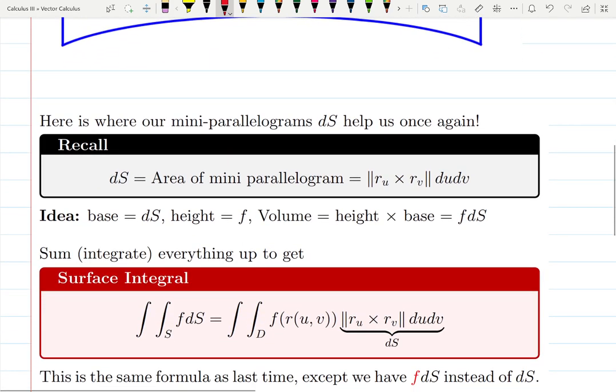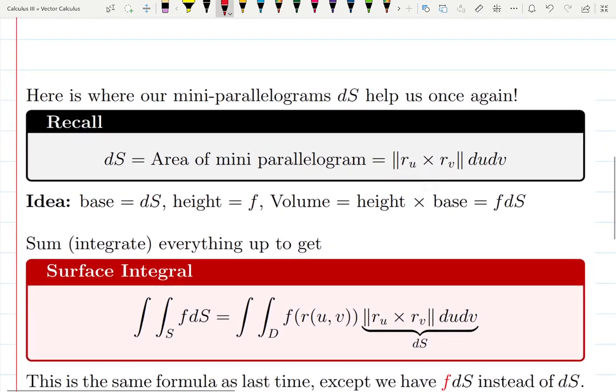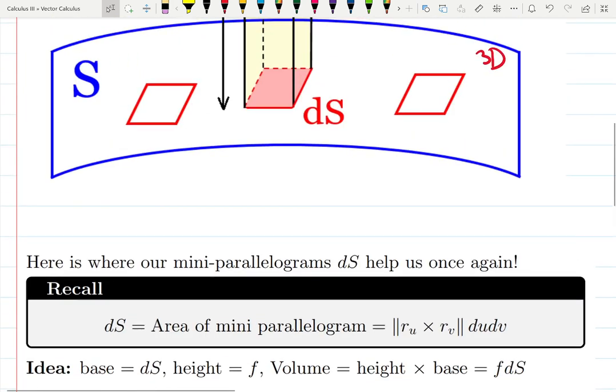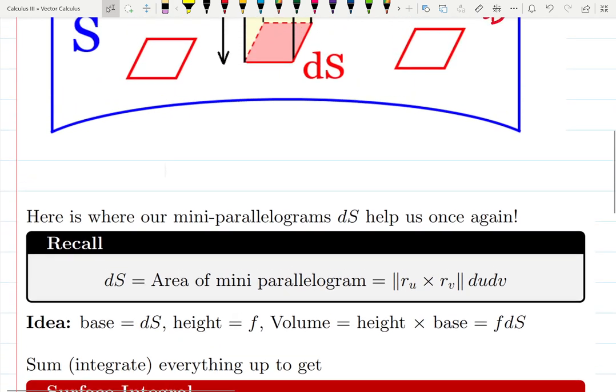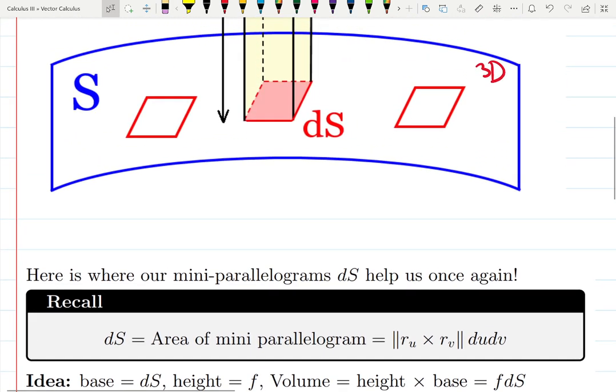So here are our mini parallelograms dS that help us. Let me explain, it's a pretty cool idea. So write down this. dS is the area of the mini parallelogram. Mini parallelograms are drawn on top of the surface. This one and this one and this one. Remember, we were approximating stuff with rectangles in Calculus 1 class, and you hated it. So in two dimensions, we were approximating with boxes.